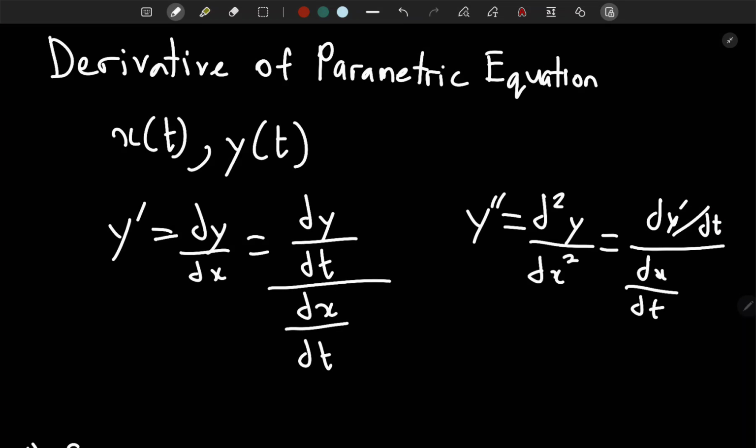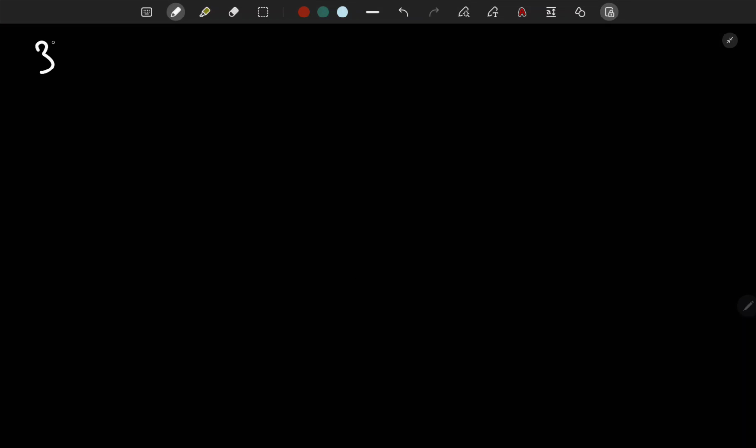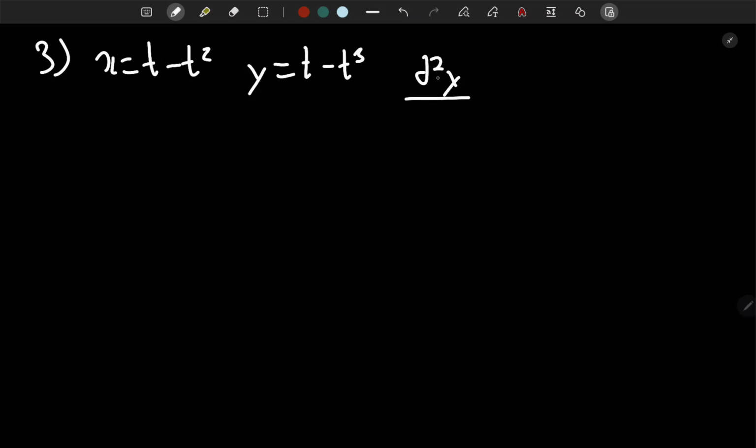And for y double prime, we have to find the first derivative first in order to get the second one. And you will see this in the next example. So we have question 3 now, and x is equal to t minus t squared, y is equal to t minus t cube, and we need to find y double prime, so d squared y over dx squared, which is equal to y double prime.